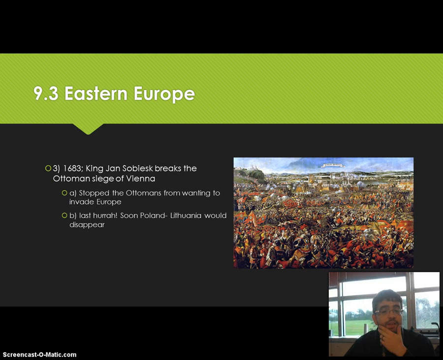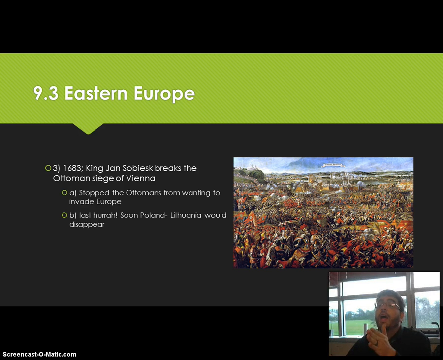From there, in 1683, we get kings. I'm so sorry because I know I'm going to mispronounce this because I don't know Polish. Jan Sobieski breaks the Ottoman siege of Vienna. So the Ottomans start attacking into Eastern Europe to try to take more land. They're trying to spread Islam and Islamic values. And what he does is he stops them at Vienna.